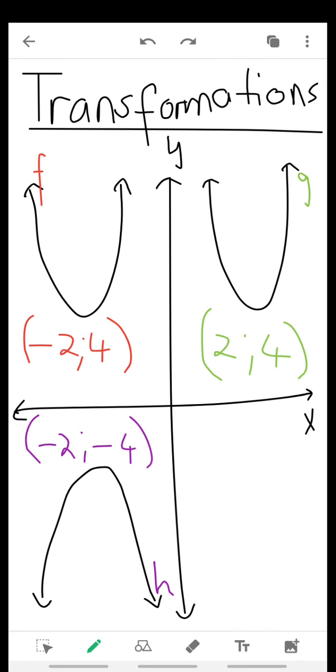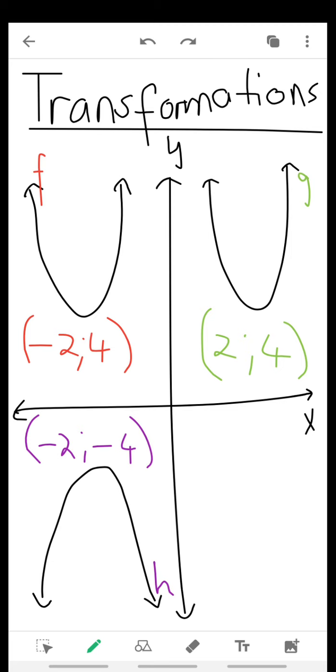Remember, here we are dealing with reflections of graphs. I have given you 3 functions, which are f, g, and h. When you look at f and g, they are mirror images of each other along the y-axis. Meaning these 2 functions were reflected along the y-axis to look the same. So if f is the original function and we reflect it along the y-axis, we obtain g.